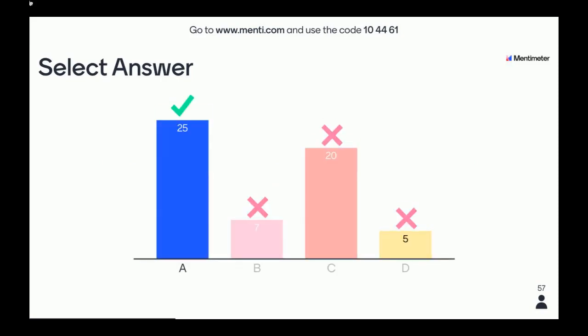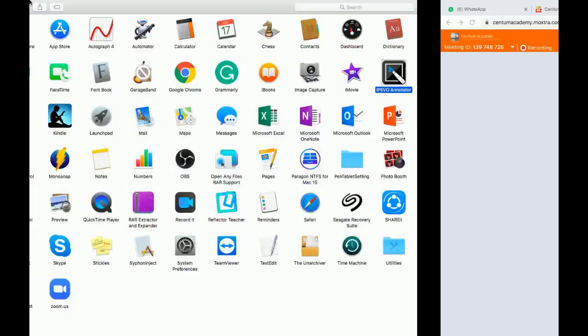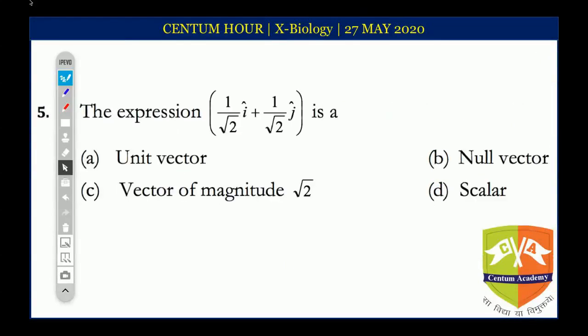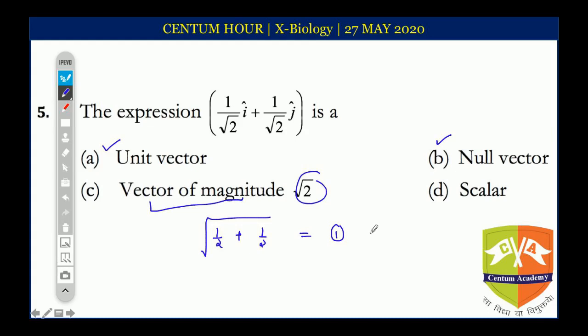Good. Now, I was asking one thing over the chat: you had to calculate the magnitude of the vector. What is the magnitude of this vector? Your answer will be the square of the coefficient of I, 1 by 2, square of the coefficient of J, 1 by 2. Add them under a square root, you will get 1. A vector whose magnitude is 1 is called a unit vector. Magnitude 0 is called a null vector. If this had been a vector of magnitude root 2, or if these things weren't here, then it should be considered a scalar.